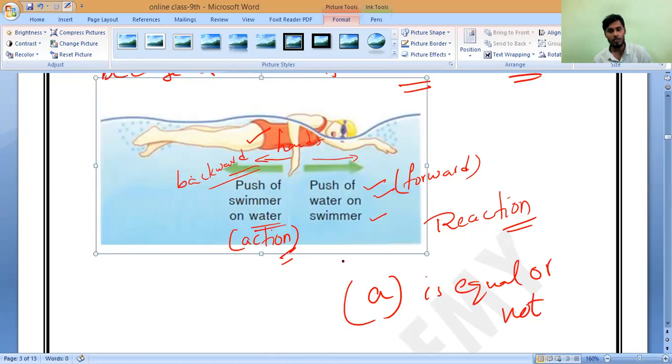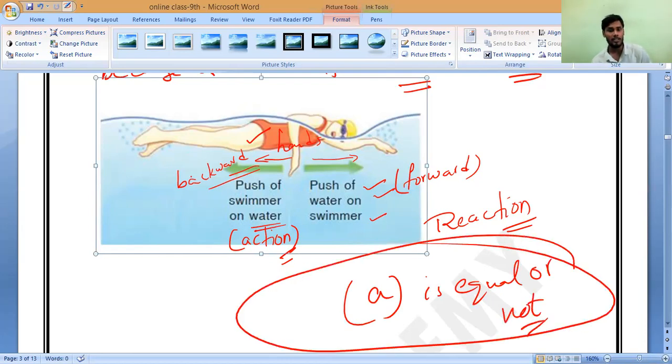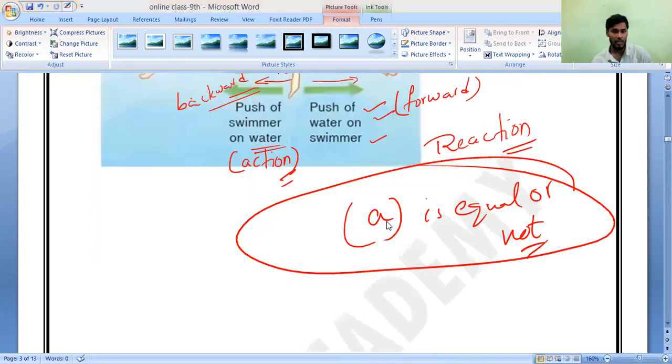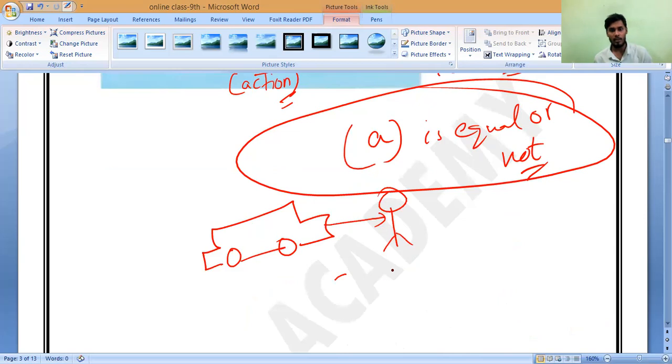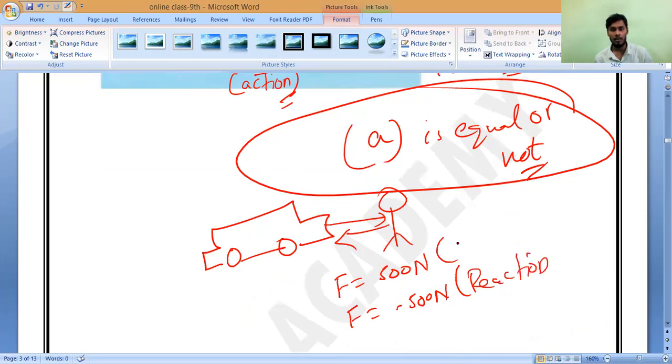Why? Can you say? Because I have already taught you the reason behind it. Suppose I'm exerting the same force on two bodies. This is one body, and this is another body. Let me take a car exerting some amount of force. Let me take this force as 500 newtons. And I am also exerting the opposite reaction, which is equal to minus 500 newtons. This is called the action, and this is called the reaction.